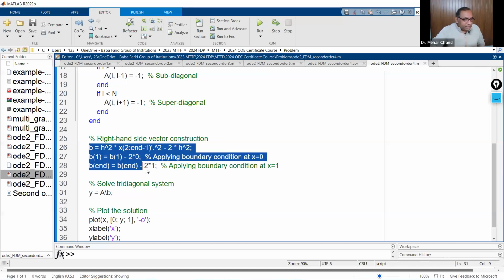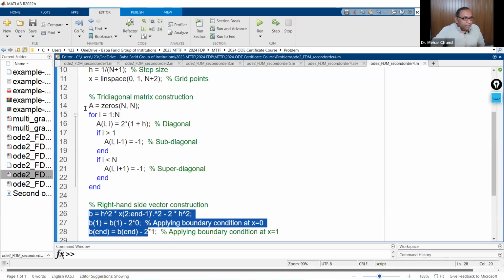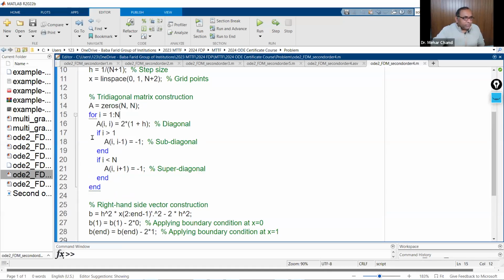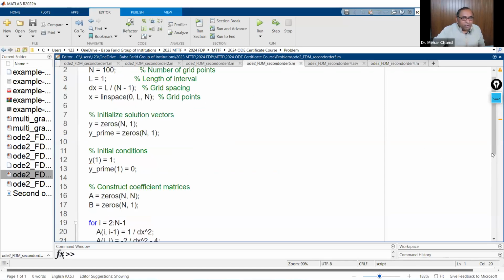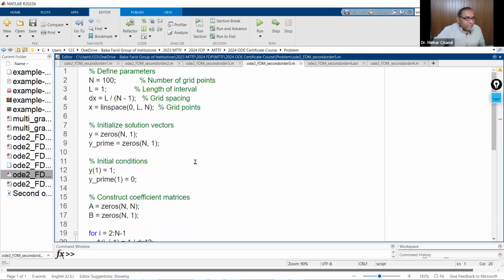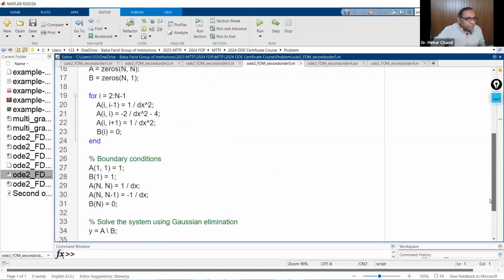So this is the right hand side, and this is the matrix A. All the elements of the matrix are stored in A. Then we are using the tridiagonal system of equations, and this will give us the solution. The same approach we can also use for this example. Here is the example, but here I did not introduce the equation. When I upload this file, I will insert the differential equation here.